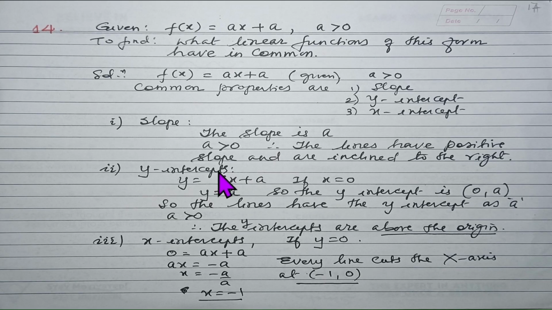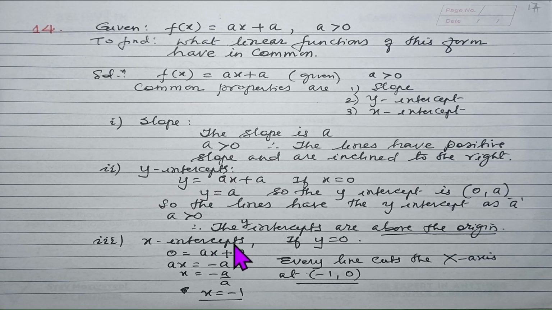Now come to the y-intercept. Again, that is b, which is a here. That means if I put x equal to 0, then y is equal to a. So the y-intercept is (0, a). So the lines have the y-intercept as a, and a is greater than 0. Therefore the y-intercepts are all above the origin, because a is positive.